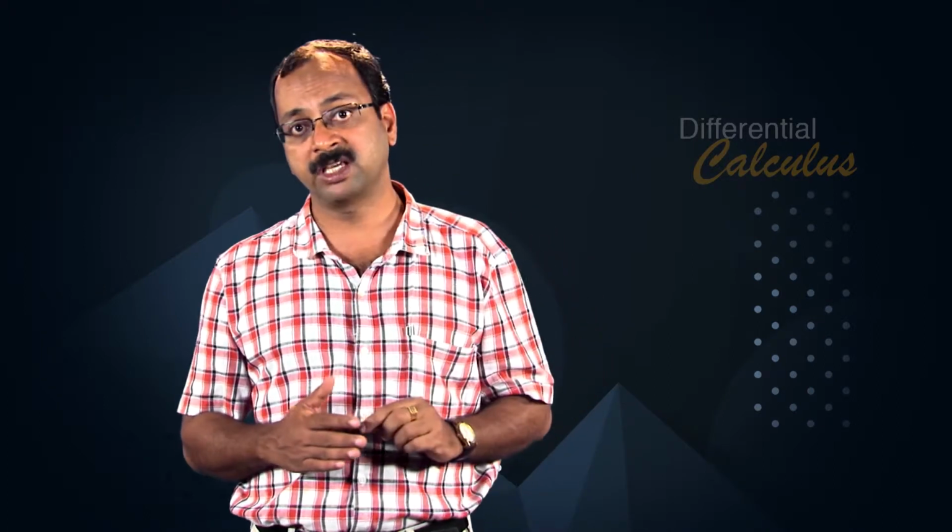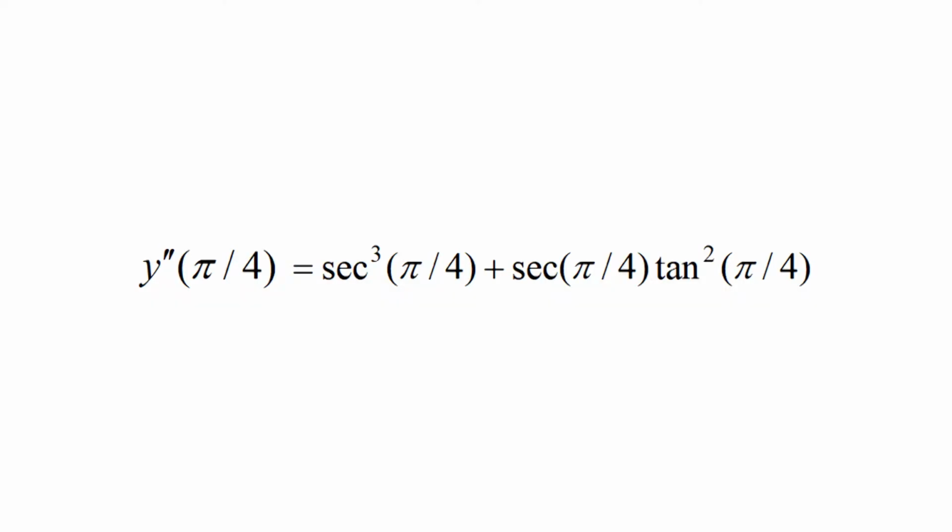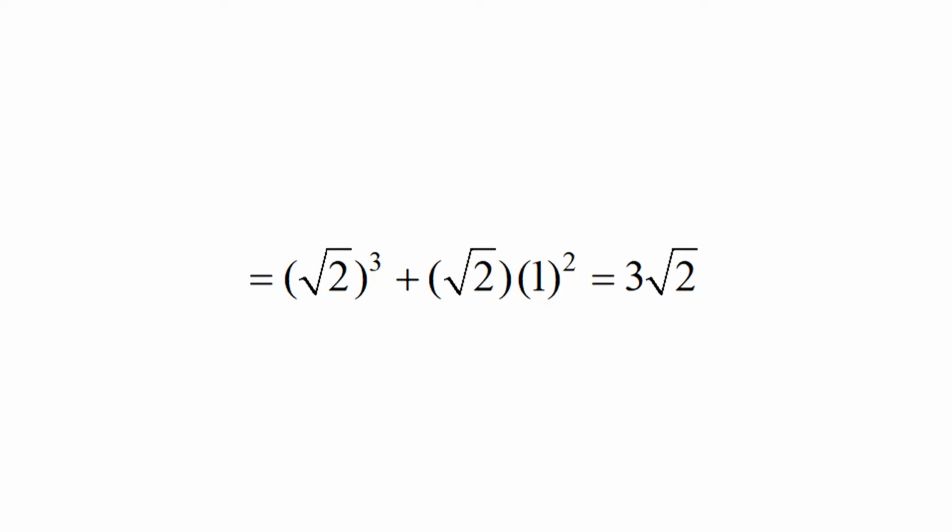Now, the value of the second derivative of y of x equals sec x at x equals pi by 4 is obtained by putting x equals pi by 4 in y double dash of x, which gives y double dash of pi by 4 equals sec cube of pi by 4 plus sec of pi by 4 into tan square of pi by 4, that is same as root 2 all cube plus root 2 into 1 square, same as 3 into root 2.